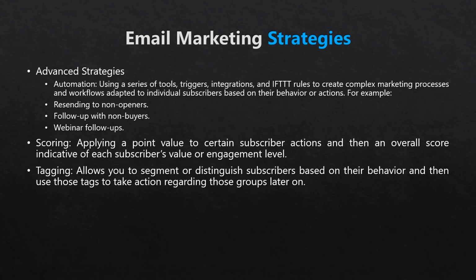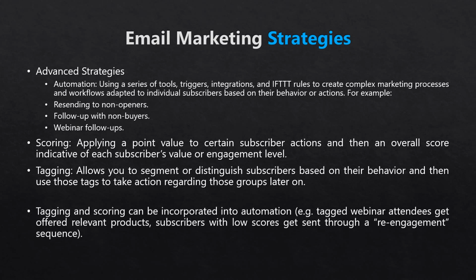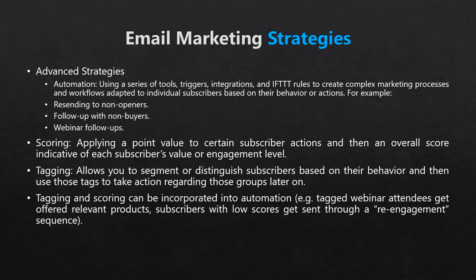For example, the tag attended webinar could be applied to webinar attendees. This then allows you to take actions towards only specific groups who have been tagged with a certain tag. Both tagging and scoring can be incorporated into your automation workflows. For example, an automation could be created in which anyone tagged as a webinar attendee would be sent a promotional sequence offering products related to the topic covered in the webinar. And anyone who hasn't opened your last 10 emails and therefore drops below a certain scoring threshold could automatically be sent into a re-engagement sequence designed to get them opening your emails again.